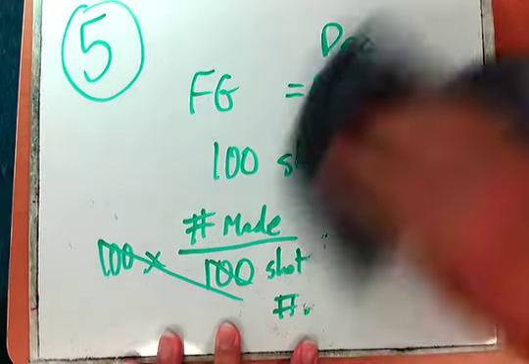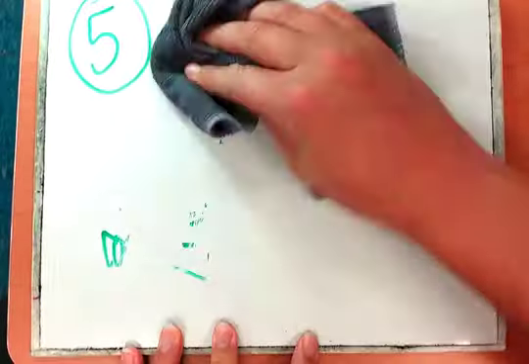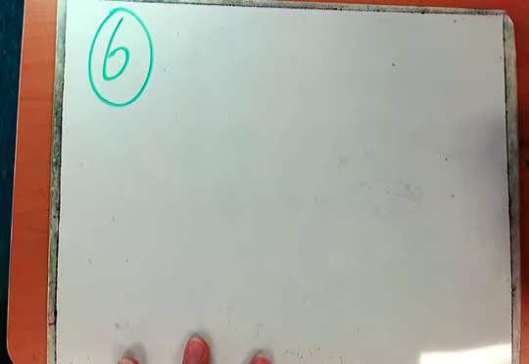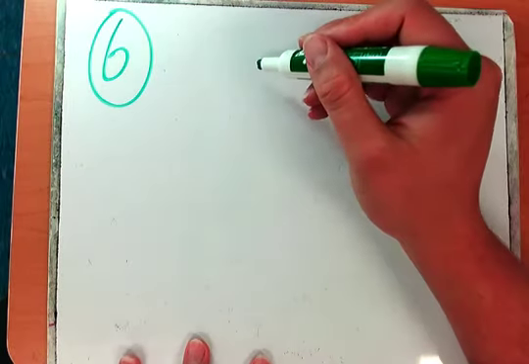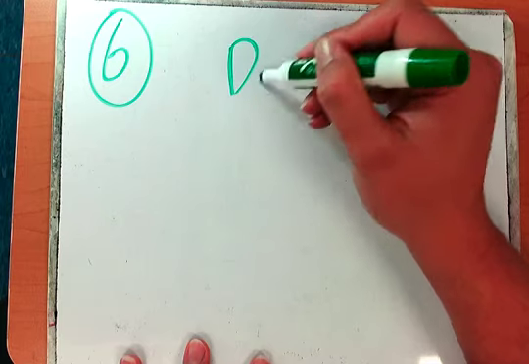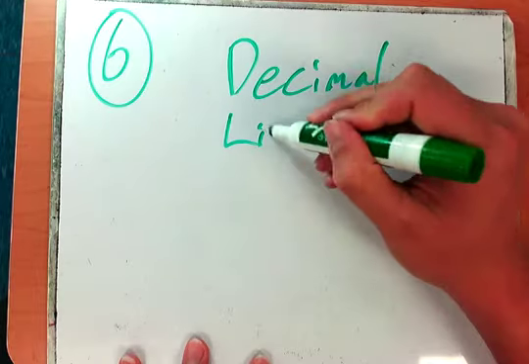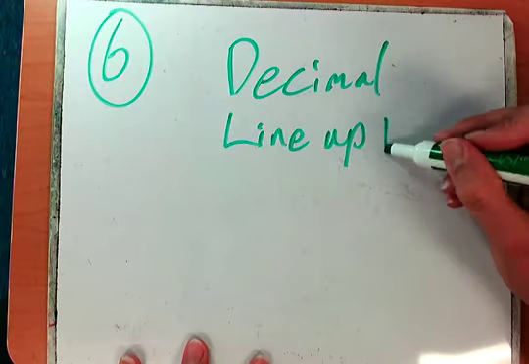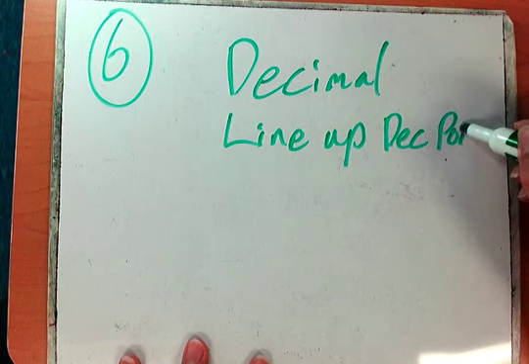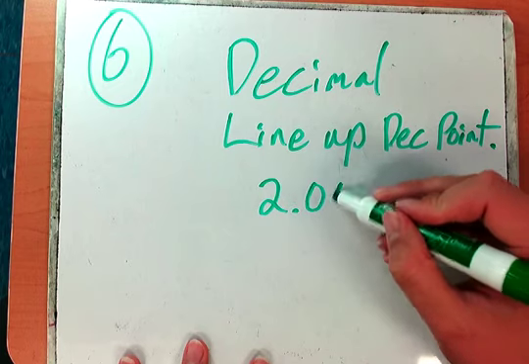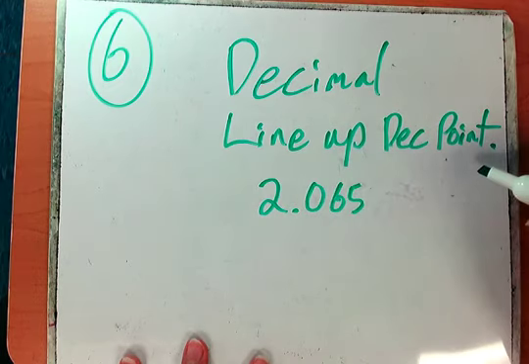All right, question 6. Question 6 is our standard kind of decimal question. So when you're dealing in decimals, you want to line up the decimal point. And this is really, really important. So we give two numbers here. We got 2.065. And then we got another thing.